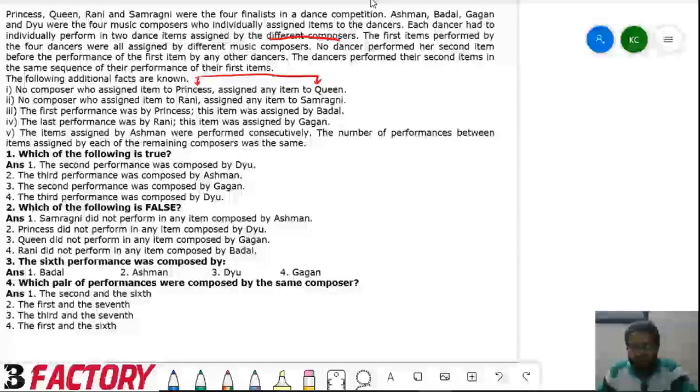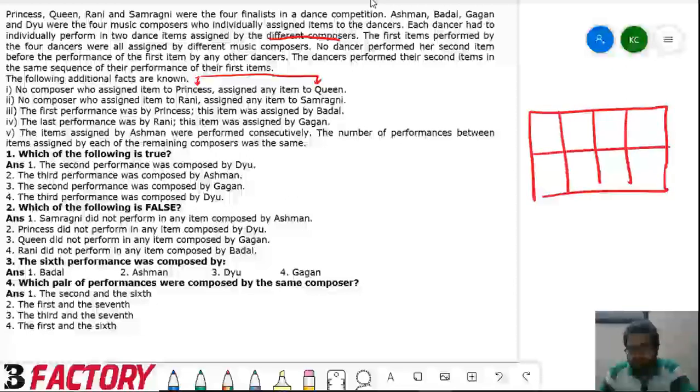First performance by Princess. Okay, so I'll just make a small table here. So I'm just adding Princess here. That means Princess has performed in the fifth item also, so I'm writing P here. This item was assigned by Badal, so this is Badal. Last was by Rani. That means Rani has performed on fourth as well, and this was assigned by Gagan.